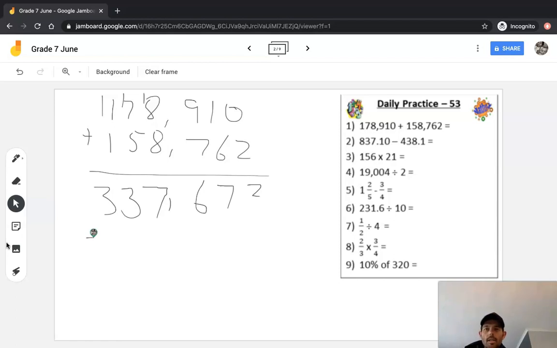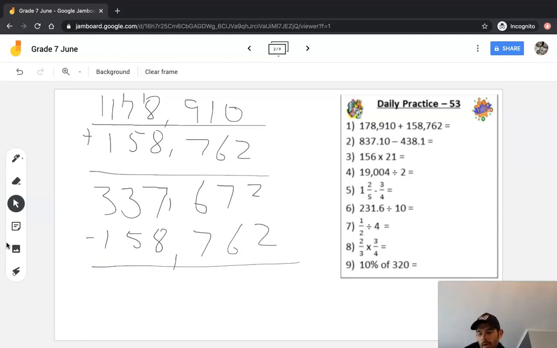Remember the checking strategy. We can take the answer and subtract any of the numbers in the question, and it should be left with whatever number you didn't use. So if we subtracted 158,762, then we should be left with 178,910.